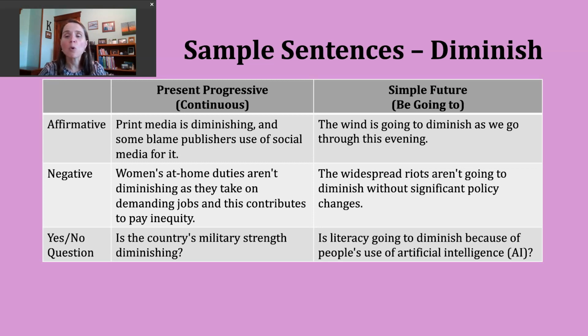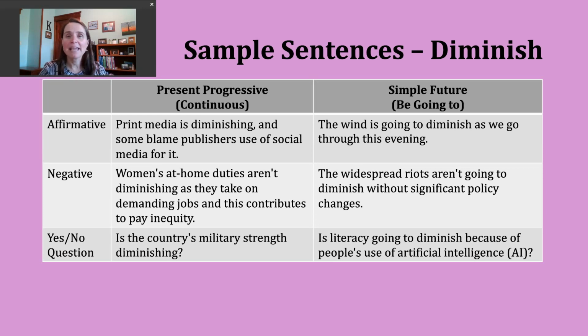Is literacy going to diminish because of people's use of artificial intelligence? Which people more commonly now just say AI. Right? That's what that means. So this is a concern and a question I've heard a lot of teachers ask. And things similar to this are asked many times as there's new technology, right?